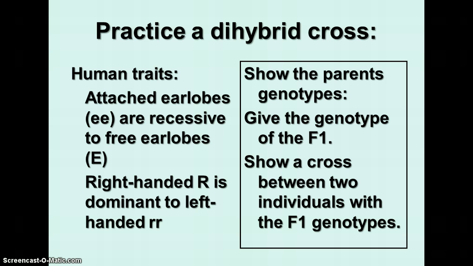The genotype of the F1 would be big E, little e, big R, little r, and then show a cross between two individuals with the F1 genotype. You do that cross on your own, and you can check with us in class to see if you came up with the right thing. It should be similar to what we saw with the flowers and the height on the previous slides.